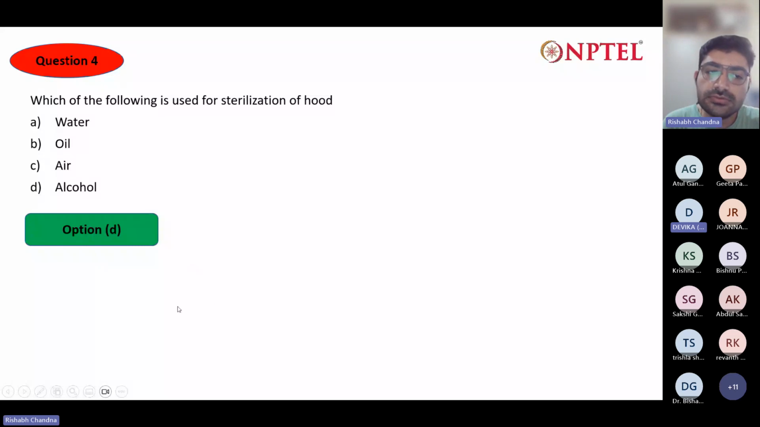Sorry, is ethanol used for sterilizing food? Yeah, generally ethanol is used.